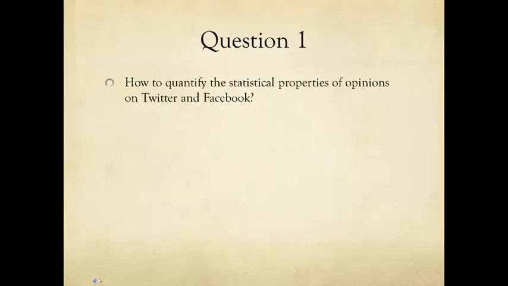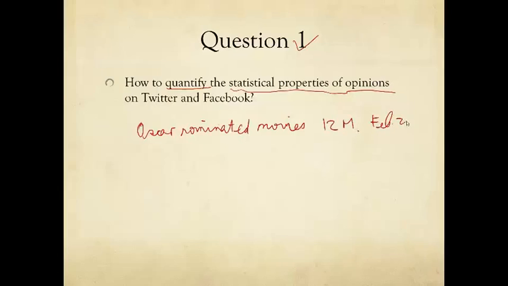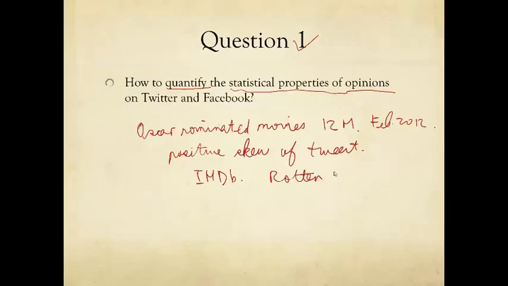Now, given the popularity of these services, there's no shortage of interesting questions people have raised. One question is, how do I quantify the statistical properties of opinions on these platforms? For example, a recent study we carried out about tweets of Oscar-nominated movies, with about 12 million tweets over the month of February 2012, shows that there is a very substantial positive skew of the tweets' opinion about these movies compared to other online platforms such as IMDb or Rotten Tomatoes.